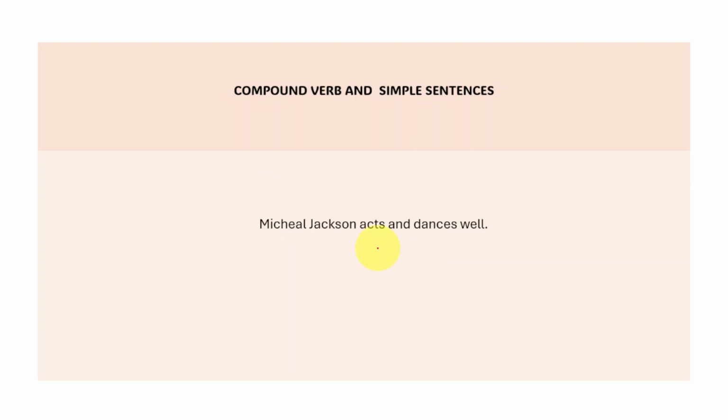Now we have a compound verb in a simple sentence. Michael Jackson acts and dances well. When you take a look, Michael Jackson is the subject. Now, we have acts and dances as the verbs. One and one give us two verbs, which gives us a compound verb.